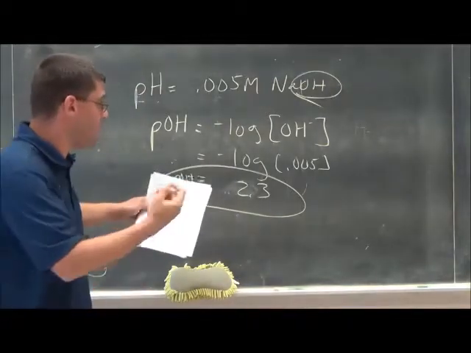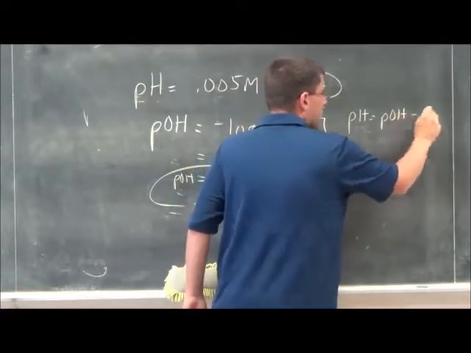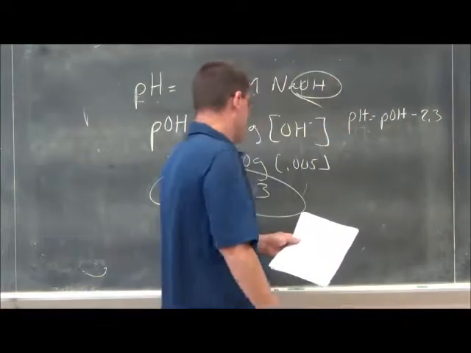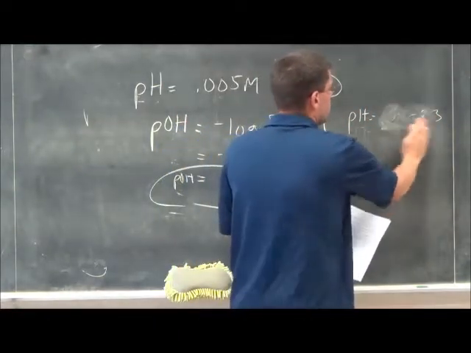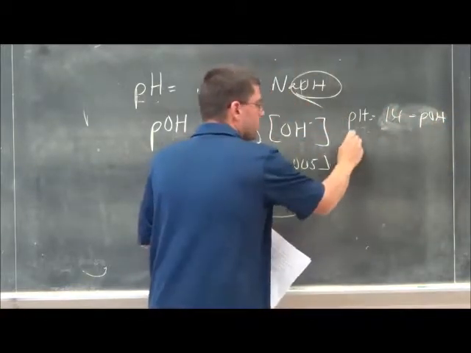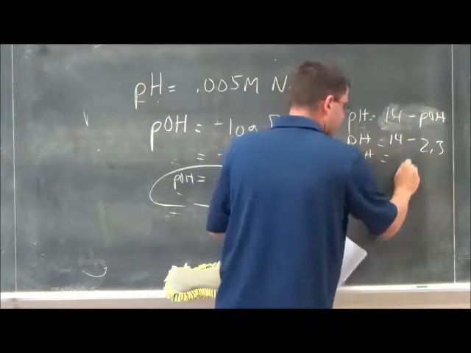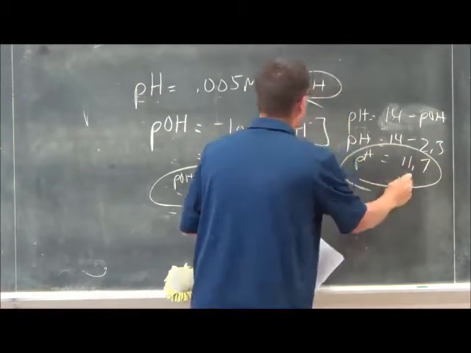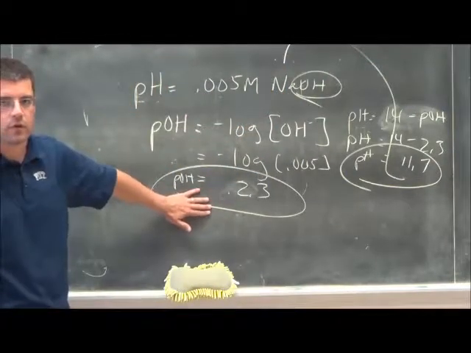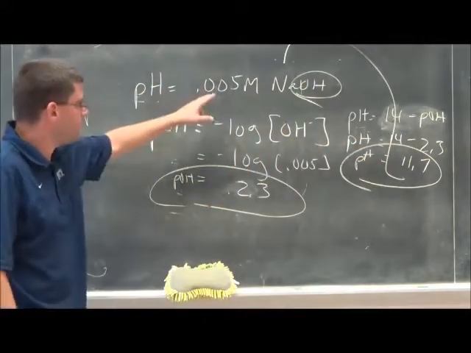But wait a second, that's an acid. No, to find the pH, we take 14 minus the pOH. pH equals 14 minus 2.3. The pH is approximately 11.7. Okay? So again, same calculation. Subtract from 14 to get the answer. Okay, so that's the pH of that.